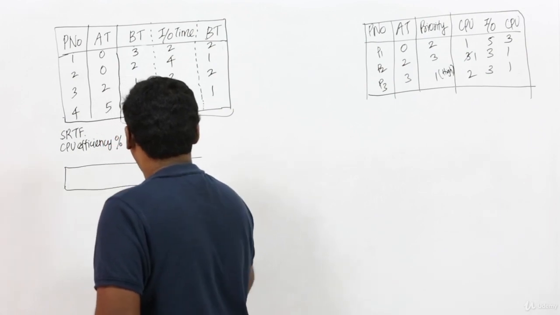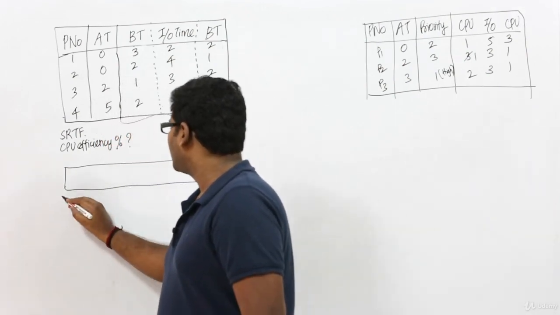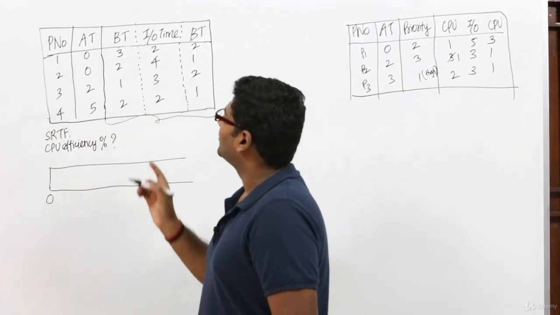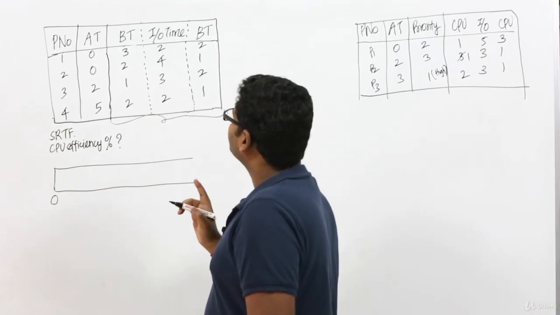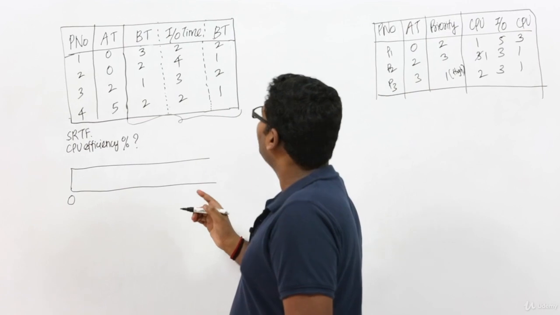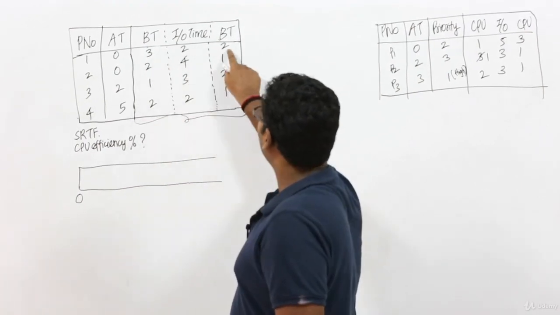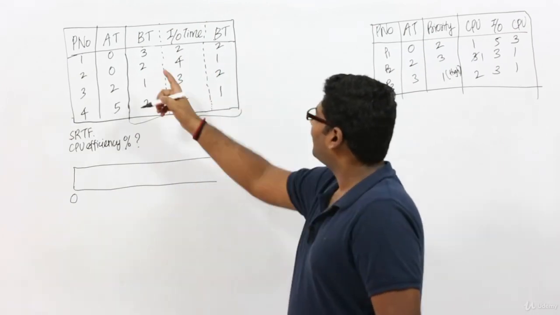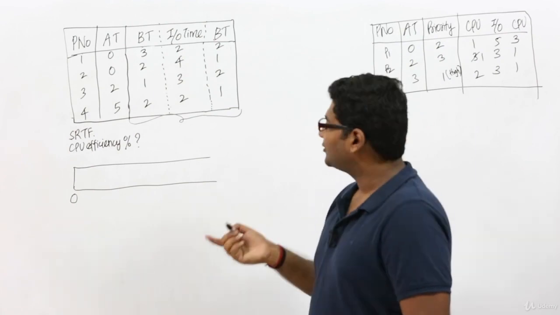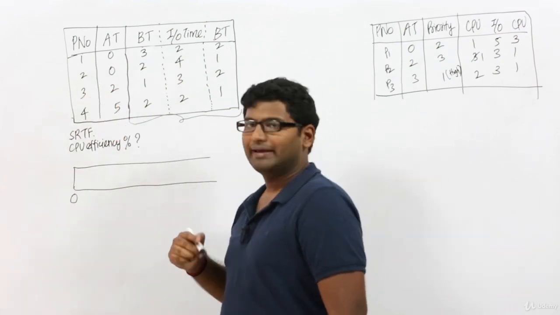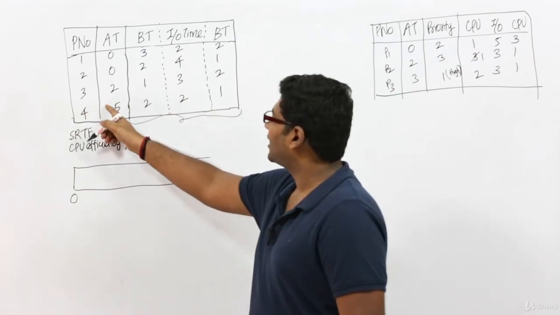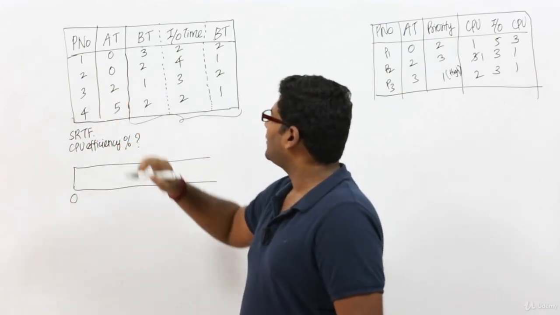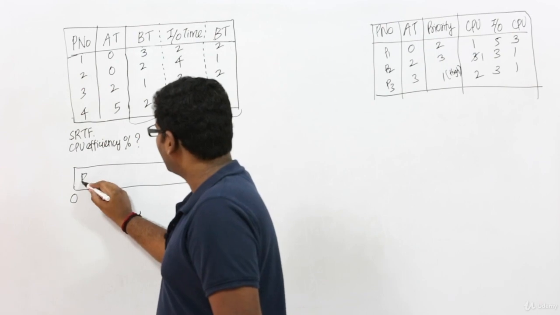Now at time unit 0, two processes have arrived to the RAM, process P1 and process P2. Both are present inside the RAM. Among these two, we have to see the burst time. 3 plus 2 equals 5, 2 plus 1 equals 3. Out of 5 and 3, the smallest number is 3, so process P2 will have the highest priority. P3 and P4 have not arrived to the RAM. As of now we have only P1 and P2 at time unit 0, out of which P2 is the highest priority. So we will start with process P2.